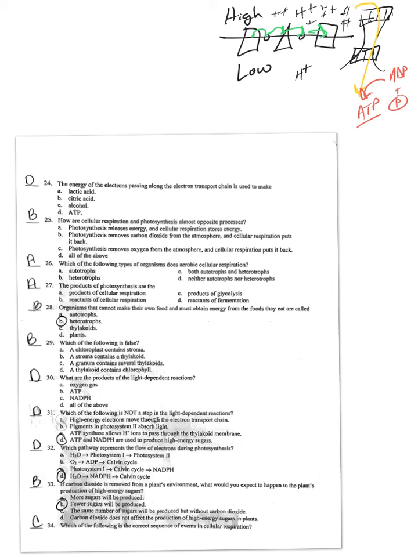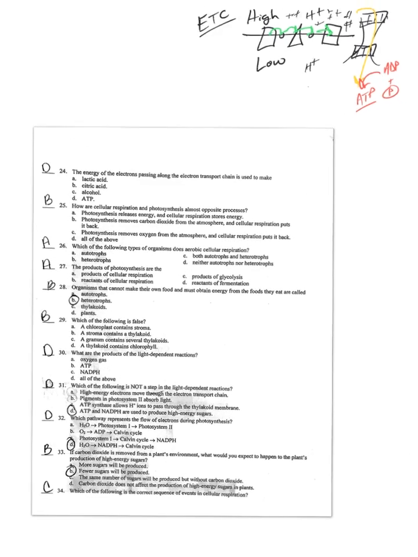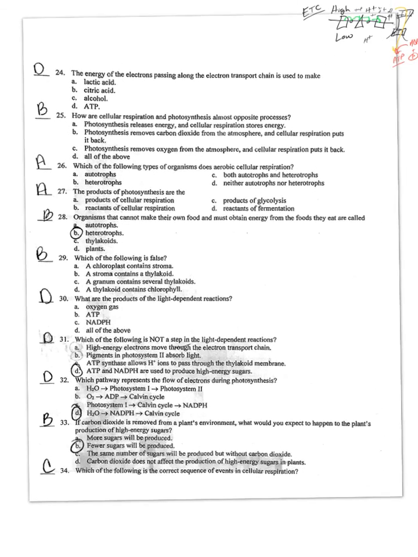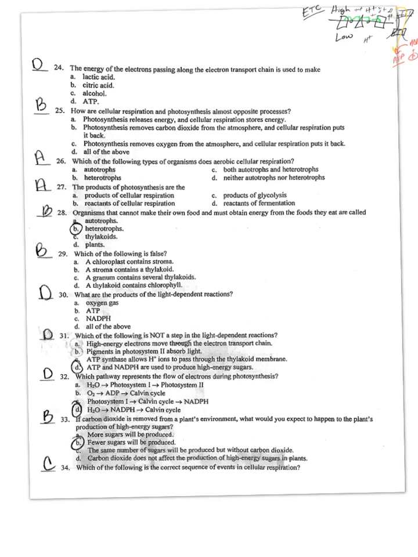And that's the whole goal, right? Is to make ATP of the electron transport chain, and it happens in both photosynthesis, ETC, electron transport chain, and in respiration. In respiration it happens in the mitochondria, and in photosynthesis it happens in the chloroplasts. But in either case, the point is you're making ATP, and that's the goal. So now let's go ahead and take a look at those answers again. The energy of electrons passing along the electron transport chain is used to make not lactic acid, not citric acid. Citric acid would be the Krebs cycle, right?